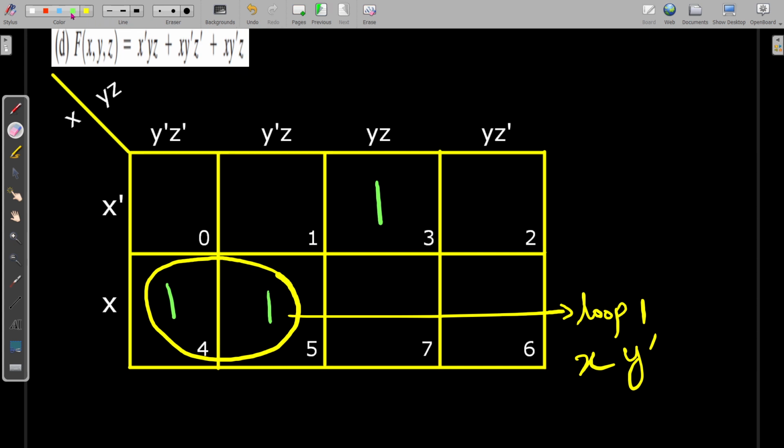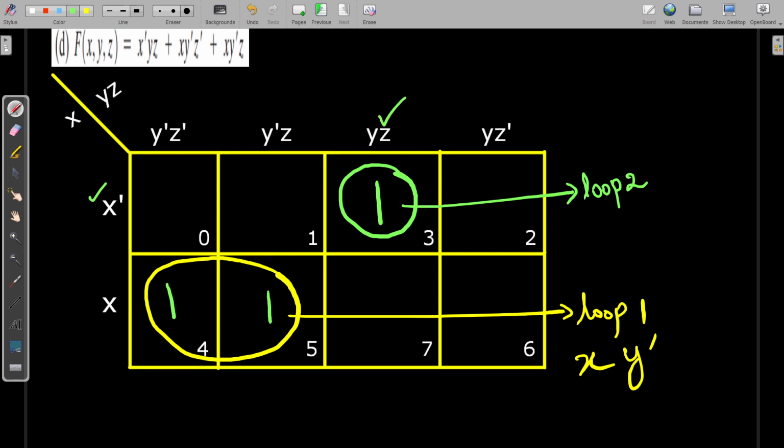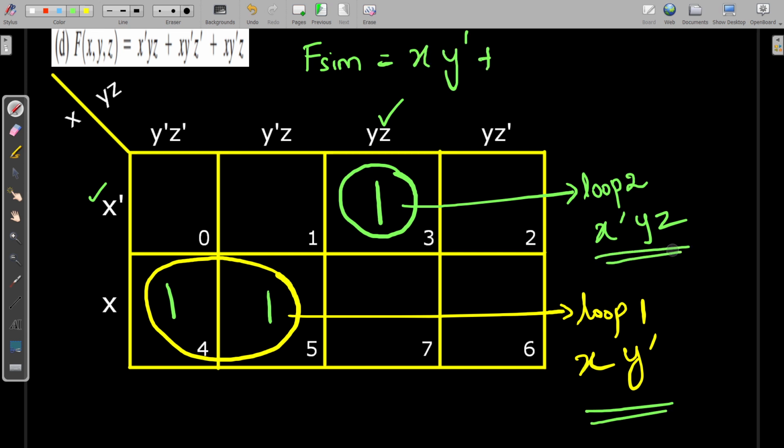And the second one is a single one, so it forms the second loop. It cannot be combined with any other adjacent one because no other adjacent one is available. So for this loop 2, if you consider this side it is x dash and on the other side is y z. So we have to write all these terms, x dash y z. So f simplified for this case, from here it is x y dash plus from here it is x dash y z. So this is our required answer.